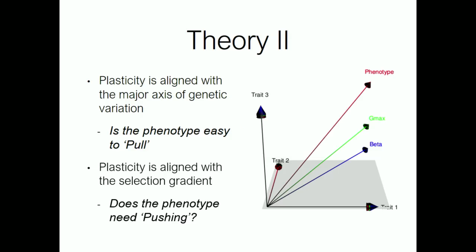So let me walk you through the data we've got, and then ultimately this question about whether these three things are aligned with each other. The whole question here is about the alignment of these vectors, whether or not the angles between them are close to zero or really far apart. Okay, it's a very simple idea graphically.